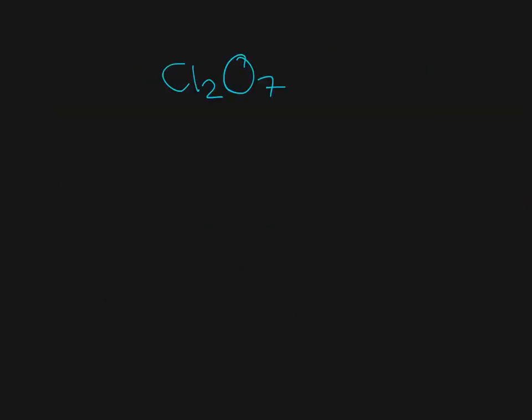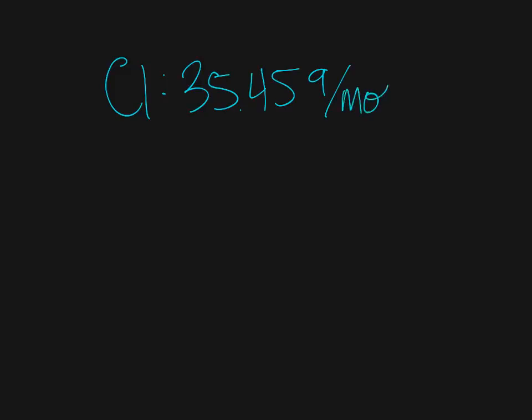So to calculate the molar mass of dichlorine heptoxide, we first need to look at the atomic mass of chlorine and oxygen, and then add these two to get our molar weight. So first, when we look at the periodic table, we find that chlorine has an atomic mass of 35.45 grams per mole. And as stated earlier, we know we have 2 of them. So we have to times this number by 2.